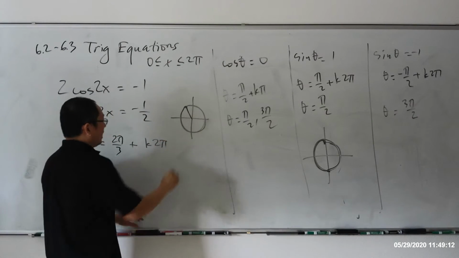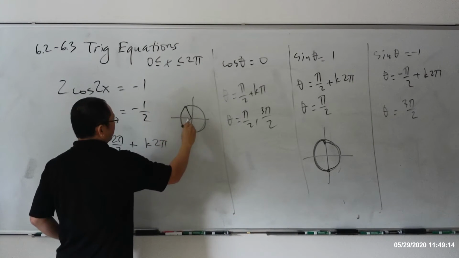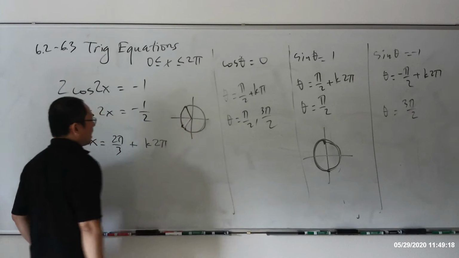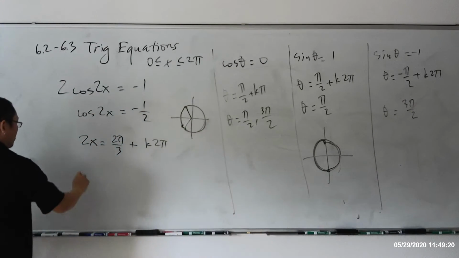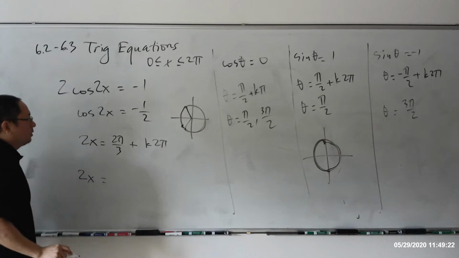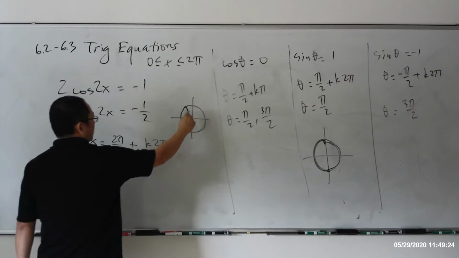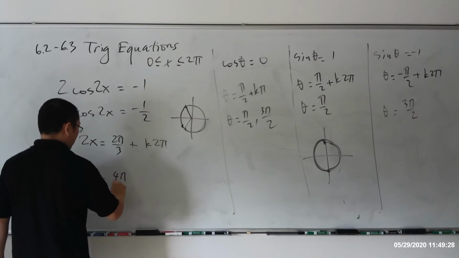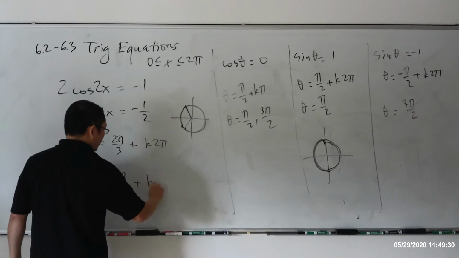But that's not the only answer. You may have the angle right here, the opposite of this, still cosine equal to -1/2. So 2x could be equal to what? This is 2 pi over 3, so 4 pi over 3, and again, plus k2 pi.